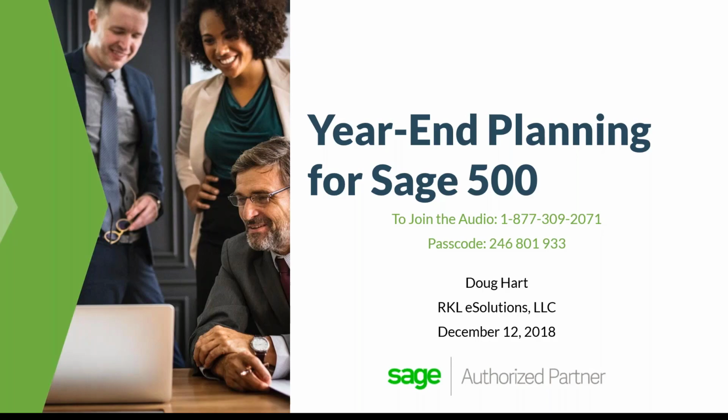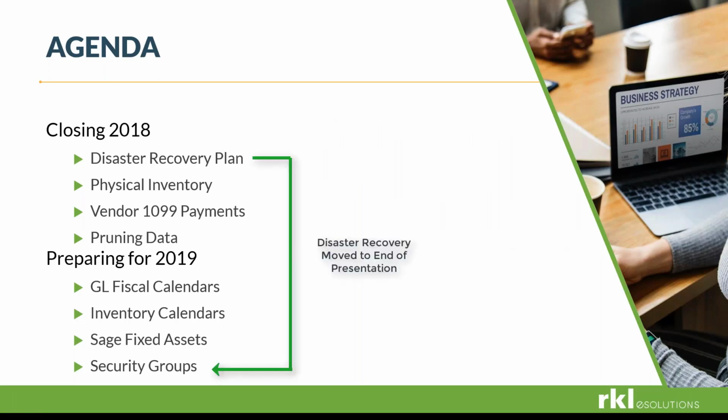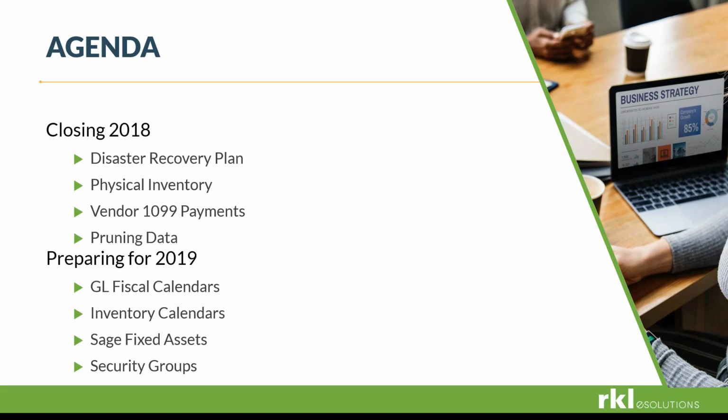So today's agenda, we'll start off with things that you want to consider closing the current year. We'll talk a little bit about disaster recovery plans. We'll cover some key points relating to processing physical inventory, current options for handling vendor 1099 payments, and also some opportunities for pruning data from your Sage 500 system.